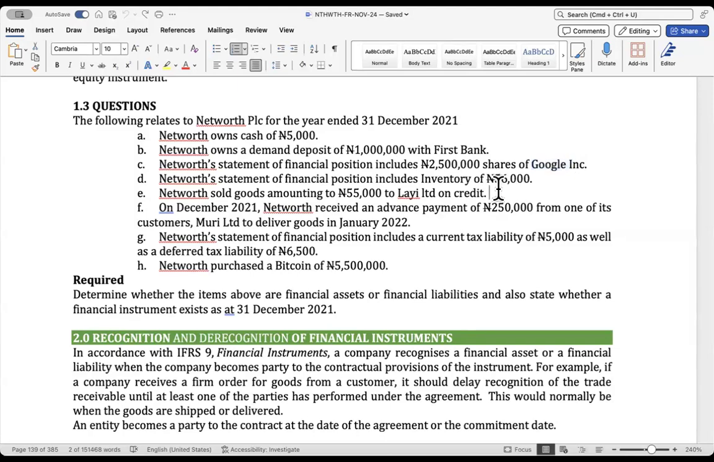Who is doing E? Number 5, E. Okay, Gloria, go ahead. Net worth sold goods amounting to 50,000 to Solai on credit. So there is a financial instrument, sir. Net worth has the account receivable and Solai has the account payable. So net worth has financial assets while Solai has financial liability.